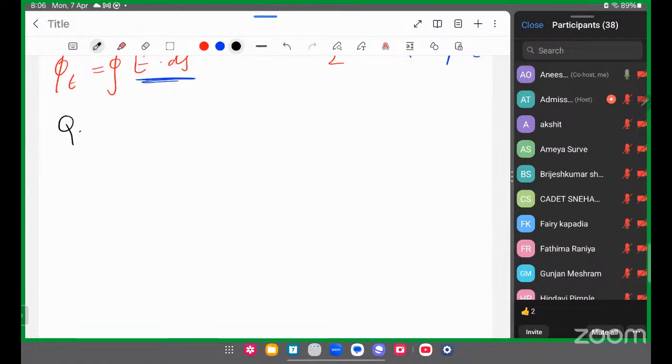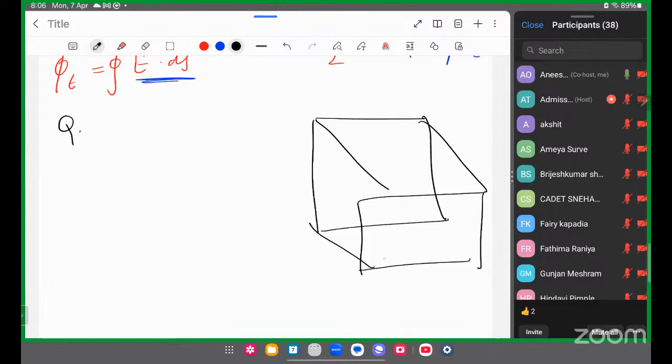Let's take an example. Let's say there is a room, and in that room a charge Q is placed at the center. You have to tell me what will be the electric flux passing through the room, the complete room. Because the overall charge inside the room is Q, the net flux passing through the room will be Q by epsilon naught.